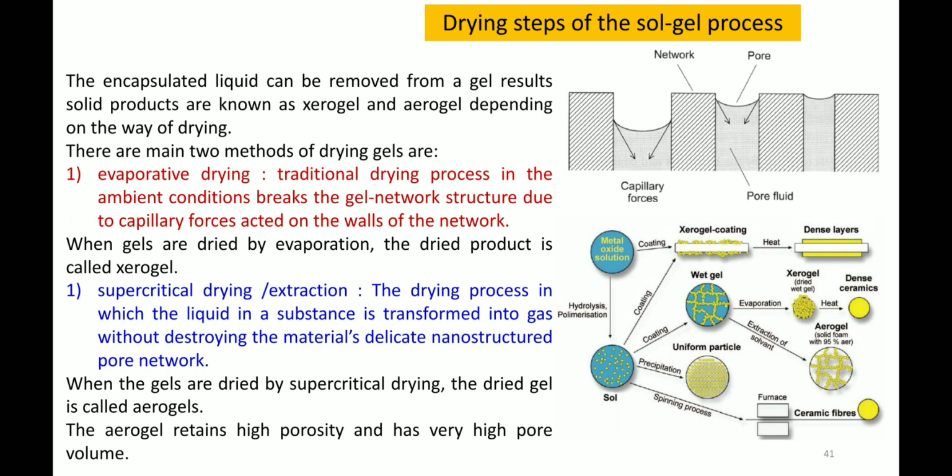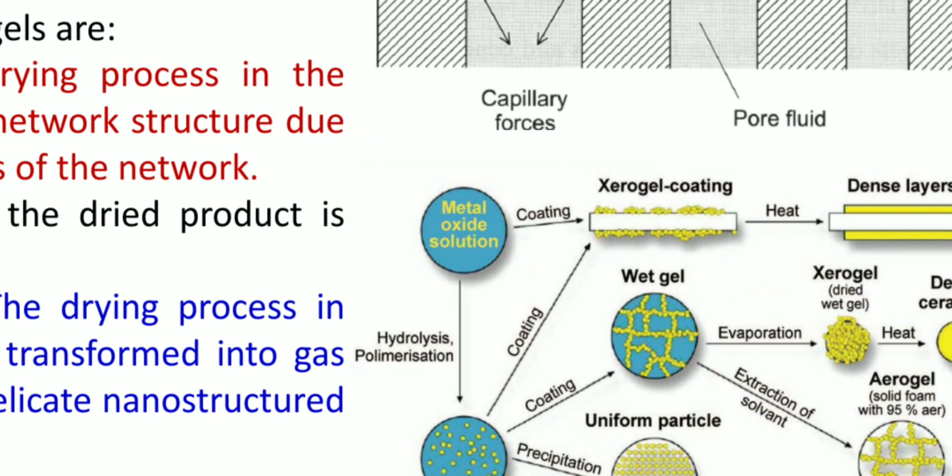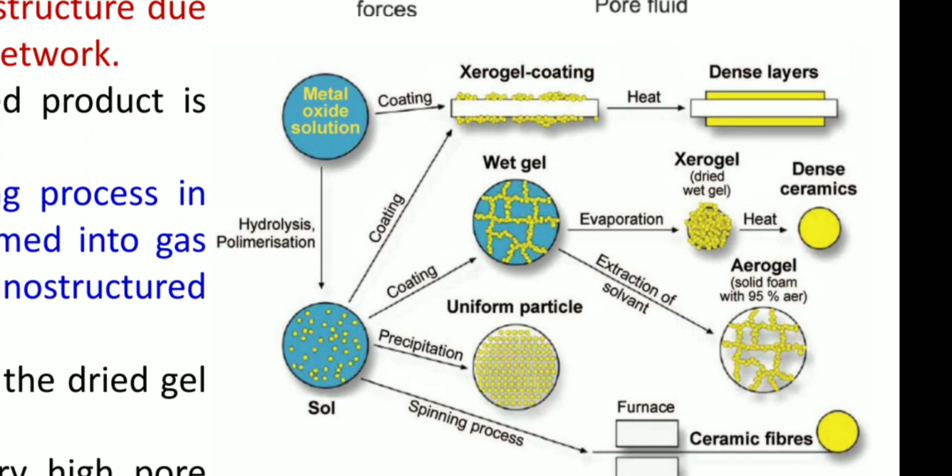Okay, right now we are focusing our attention on wet gel. First the metal oxide solution gets converted into sol, and that sol gets converted into the wet gel. Once there is a formation of wet gel, there are two ways. One way is extraction of solvent, and the other way is evaporation. Depending upon the type of drying process you are using, two types of materials are formed. One is a xerogel and the second one is an aerogel.